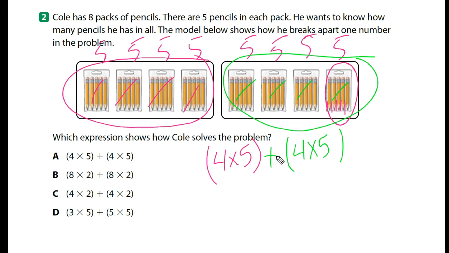The question says, which expression shows how Cole solves the problem? So which answer looks like this? A, B, C, or D? Well, 4 times 5 and 4 times 5, yes.